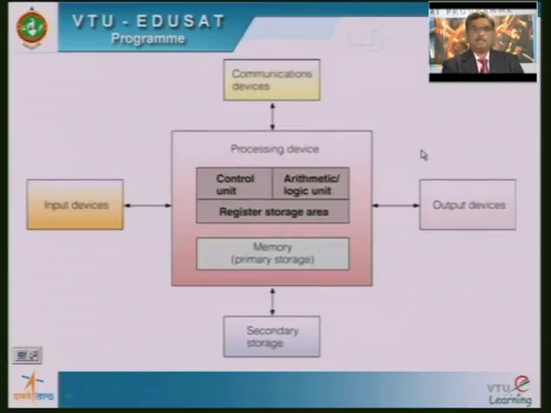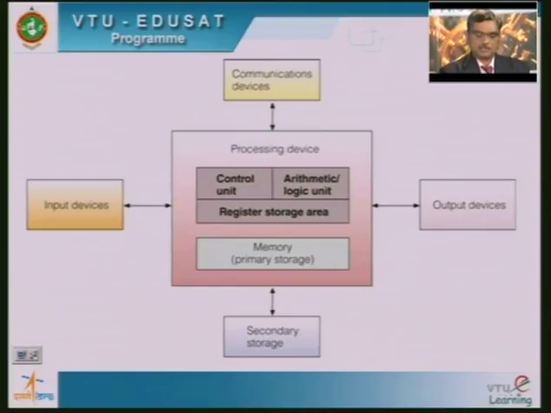We will look in detail at what is going on inside. The CPU plays an important role, just like the head in human beings. The brain is responsible for any logical decision or computation that takes place. Similarly, in the computer you have a central processing unit, what we call the CPU, shown as a rectangular box, where the control unit, the arithmetic and logical unit, and the register storage area form the internal components of a CPU.